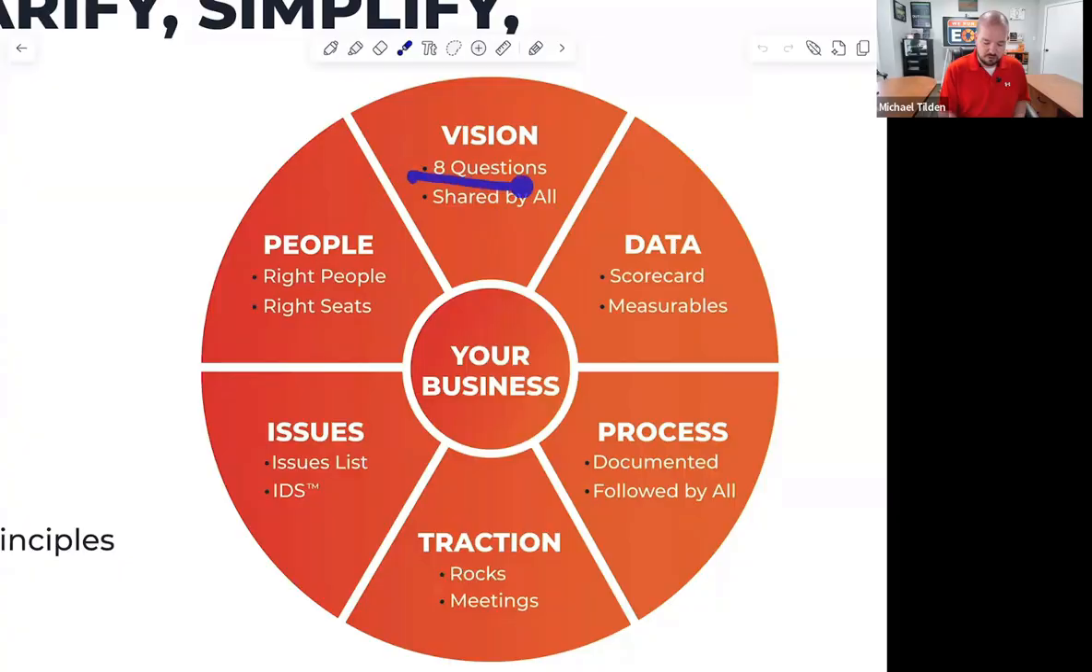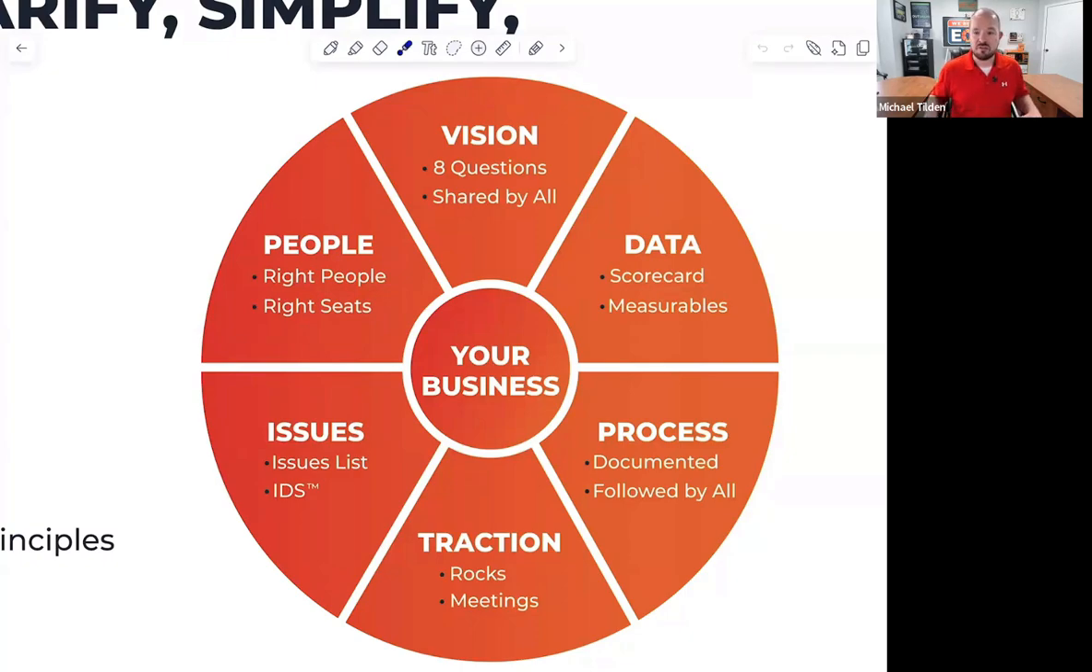The first is something we call the 8 questions. Rather than a lengthy strategic planning process, we boil your vision down to 8 simple questions on a 2-page document that we call the Vision Traction Organizer. And these 8 questions are: what are your core values? What is your core focus? What is your 10-year target? What is your marketing strategy? What is your 3-year picture? What is your 1-year plan? What are your rocks? And what are your issues, or what's on your issues list?